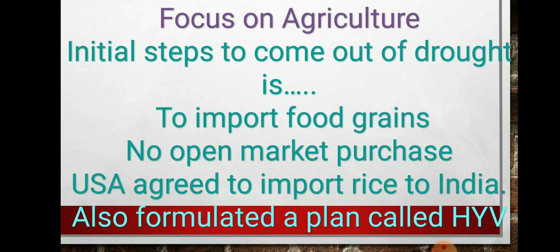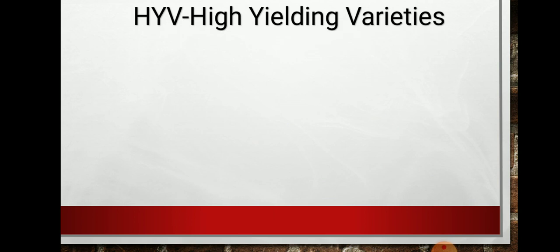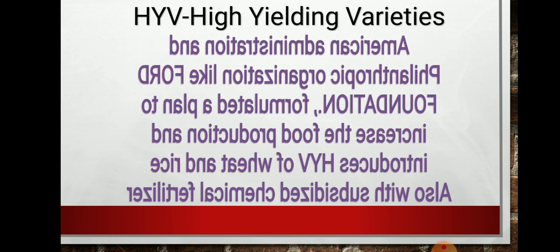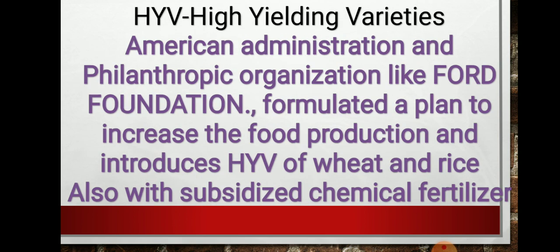But the USA agreed to import rice to India. It was a great boon to India to get food grains from America. Also, it formulated a plan called HYV. We'll see about HYV: High Yielding Varieties. These high yielding varieties give a great quantity of food crops.